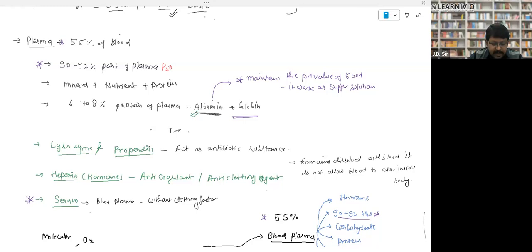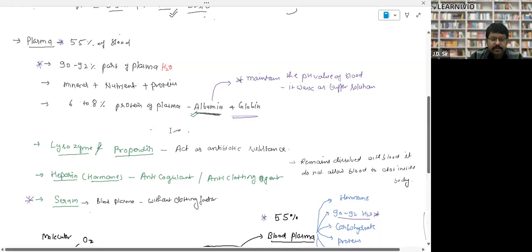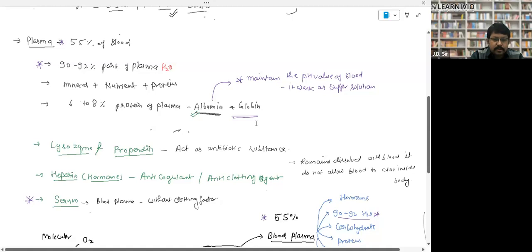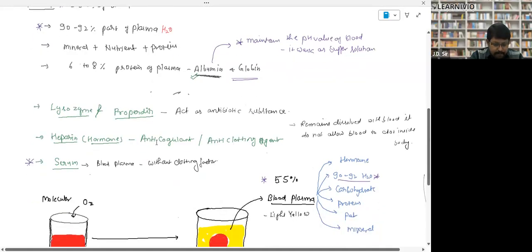It also contains sodium, calcium, magnesium, chloride, etc. ions.